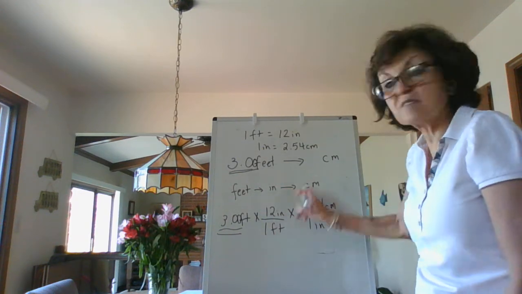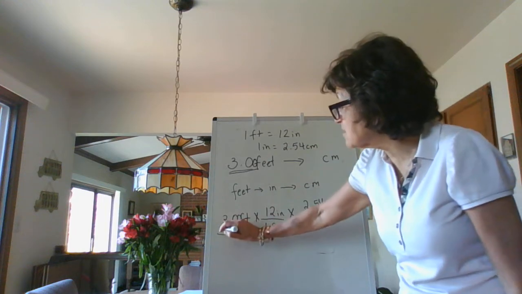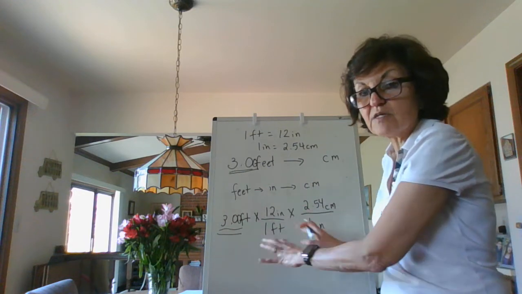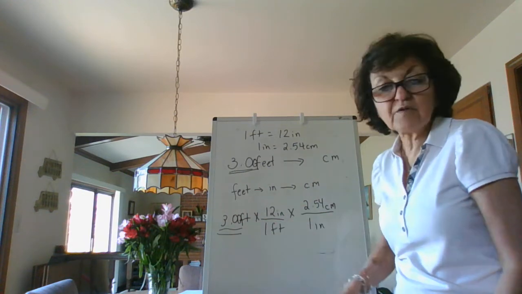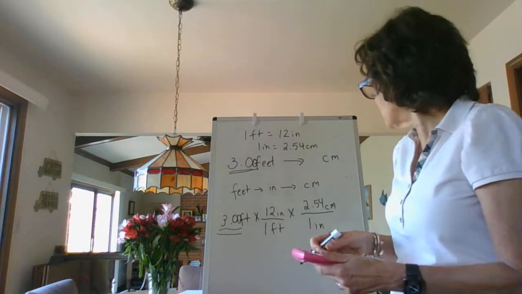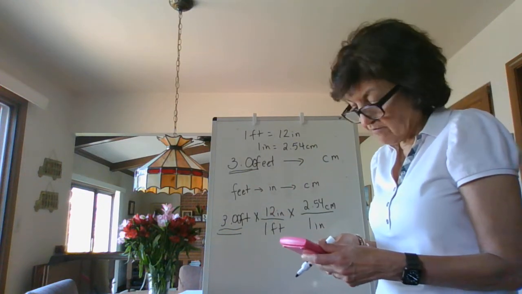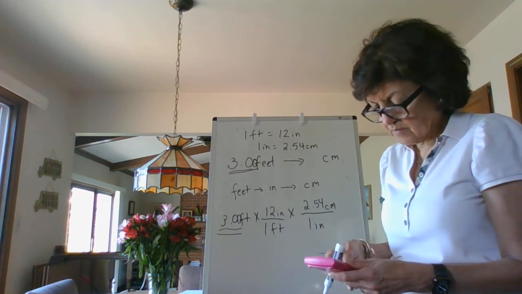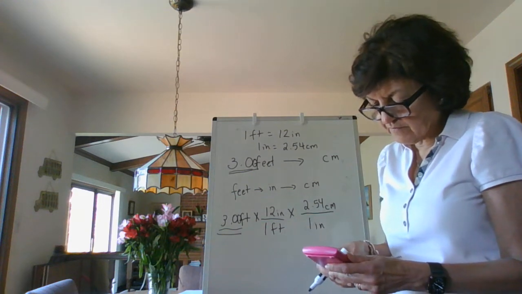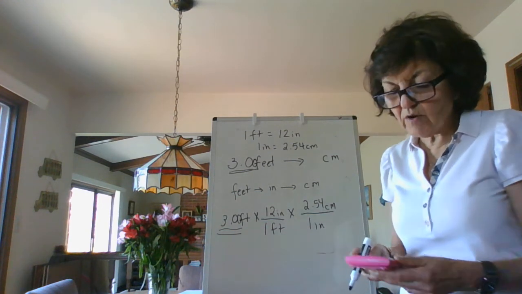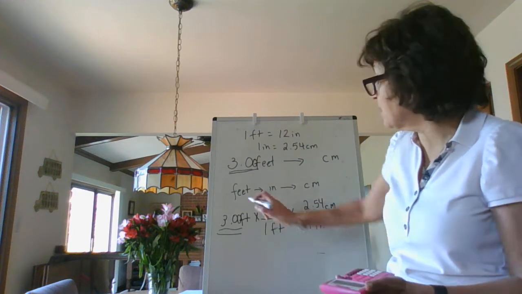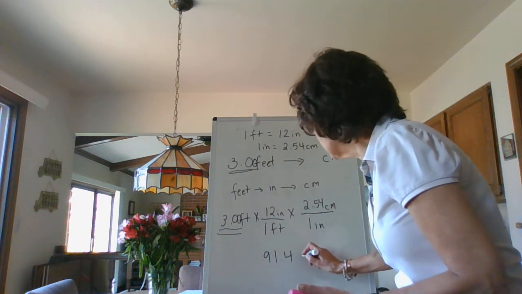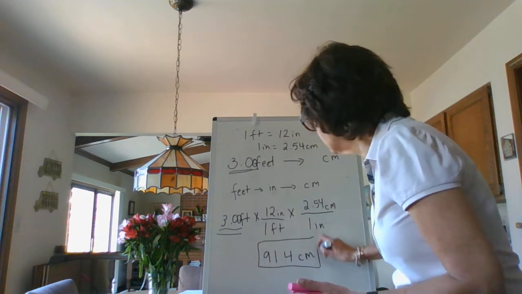How many sig figs is this? This is also infinite. So I am focusing on the first measured quantity, not these. These are not measured. These are definitions. So I'm going to plug it into my calculator. 3 times 12 is 36 times 2.54. Final answer is 91.44. How many sig figs do I need? This is 3, so 91.4 centimeters. Okay?